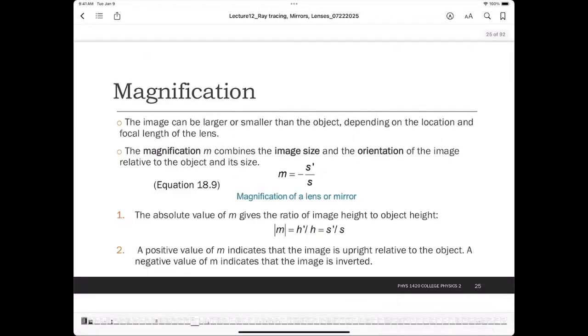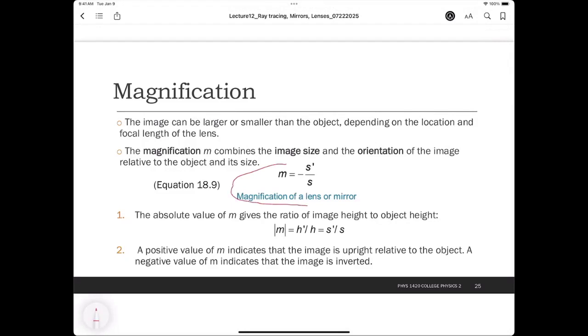Okay, let's talk about magnification. The image can be larger or smaller than the object, depending on the location and the focal length of the lens. The magnification m combines the image size and the orientation of the image relative to the object. This is the magnification equation of a lens or a mirror: m equals negative s' divided by s.